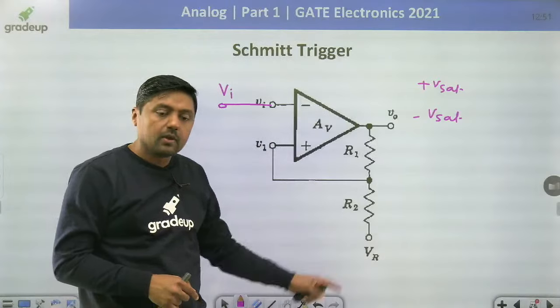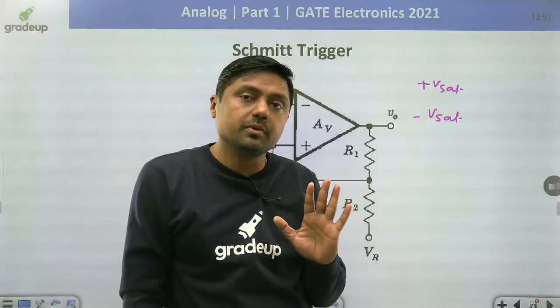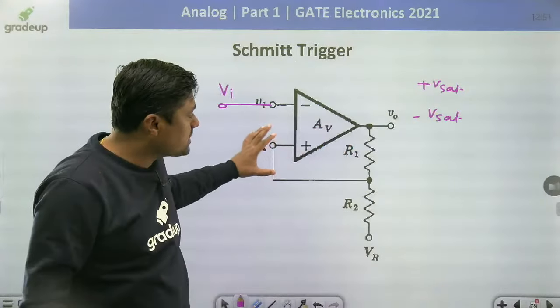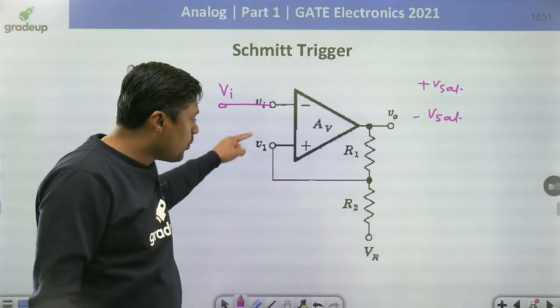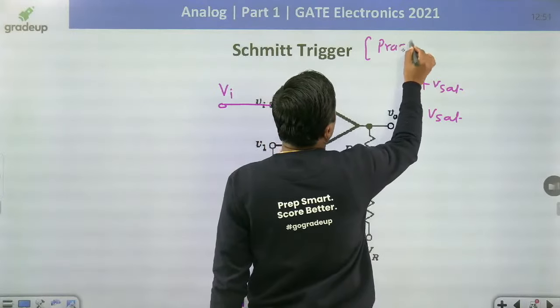This is a VR. And we will discuss 5 types of Schmitt trigger in our Gradeup app. Just I am giving you the important points about the Schmitt trigger. Here it is a positive feedback. It is also called a practical comparator. It is a practical comparator.